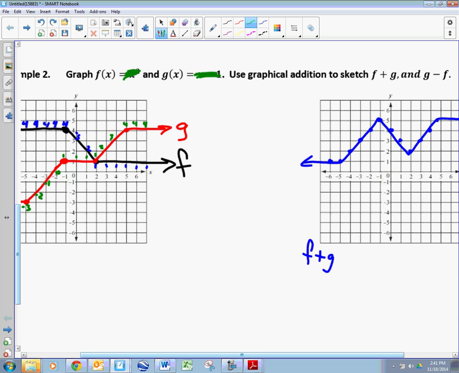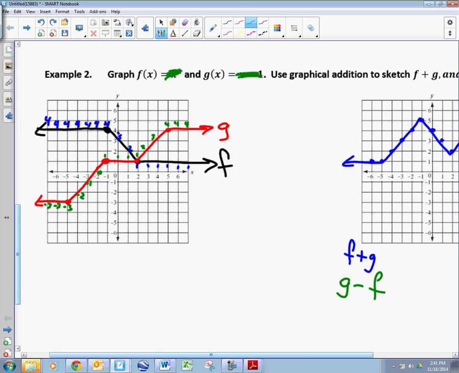We'll just do 3 points for the next one so you can get the idea. g minus f. So now I'm going to take g and I'm going to subtract f from it. What is g minus f? Again, for negative 6, g minus f is negative 7. For negative 5, g minus f will be negative 3 minus 4, negative 7. And then you move up. At negative 4, g would be negative 2 minus 4, which would be negative 6. And so on and so forth, and you would continue to make the same kind of sketch. So that's how you do graphical addition and subtraction.